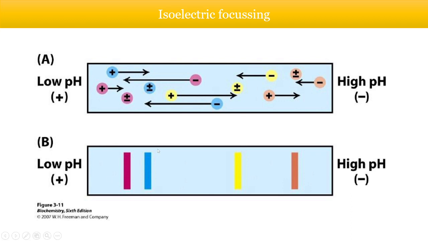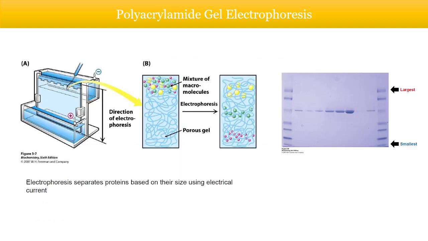Now you have to keep one thing in mind: when the pH of the buffer is greater than your pI, your protein will be negatively charged. Whereas if the pH of the buffer is less than your pI, then your protein would be positively charged. Now, if your protein is positively charged, that is when the pH is less than your pI, then it will move towards the cathode, and if your protein is negatively charged, it will move towards the anode. So that is the entire thing about isoelectric focusing.